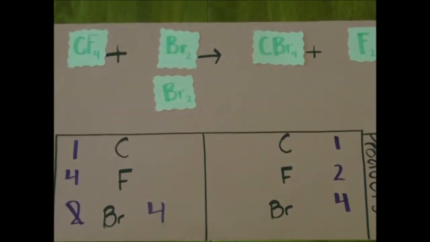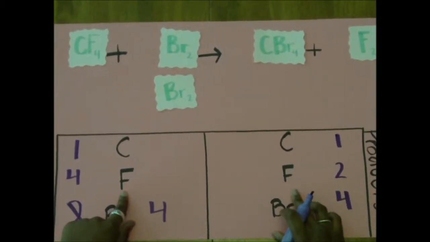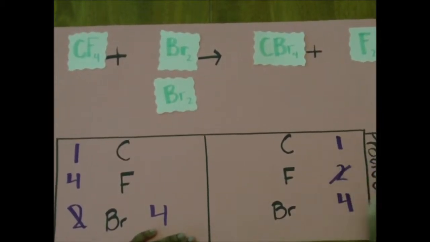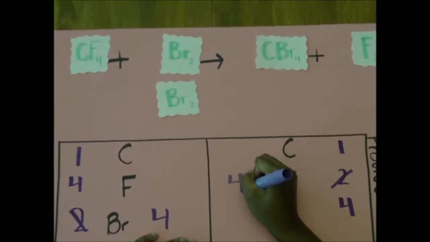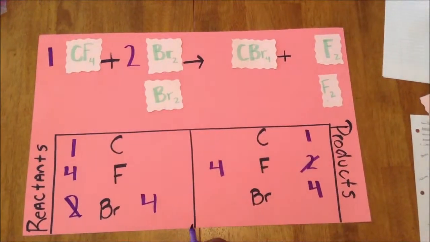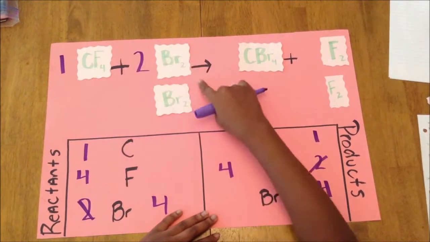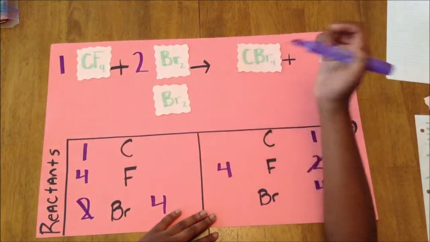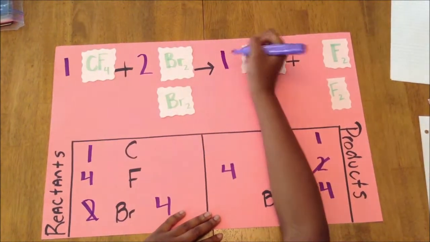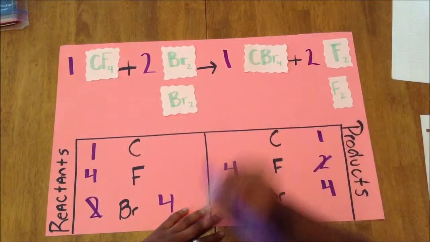So now that's even. But now there's 4 Fs and 2 Fs. So then you have to add one more F2 to this side. So now the equation is balanced. You have 1 CF4 plus 2 Br2s yields 1 CBr4 plus 2 F2s.